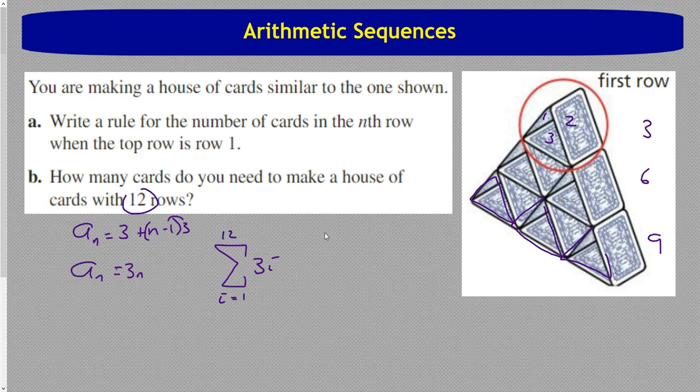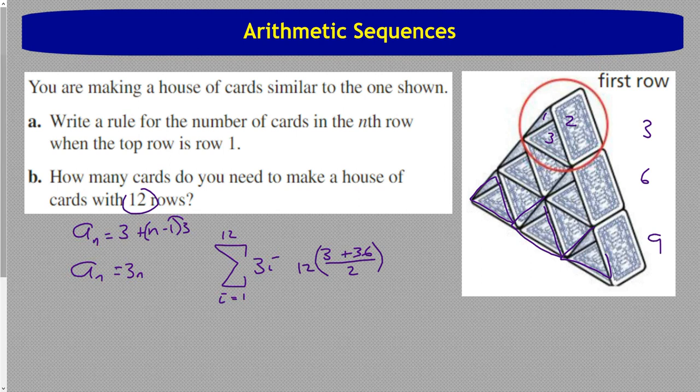So let's just find the first term and the last term. Remember, our rule is to find the average of each term, of the first and the last, and then multiply by the number of rows or pairs. So I plug in a 1. Well, my first term's a 3. The last term will be 12 rows times 3 will be 36. I'm going to take the average of that and multiply by the number of rows that I have.